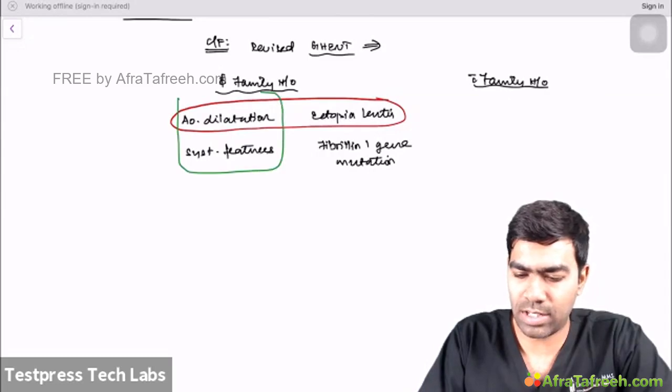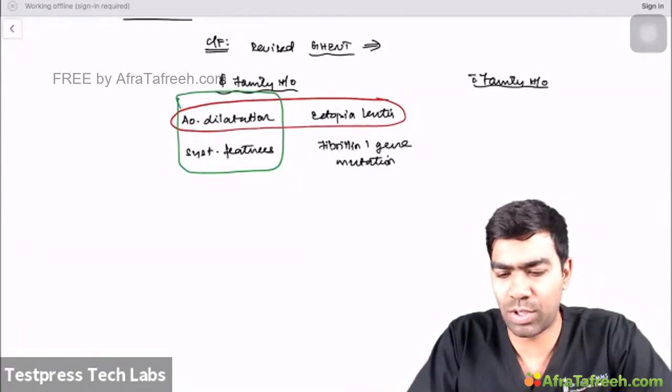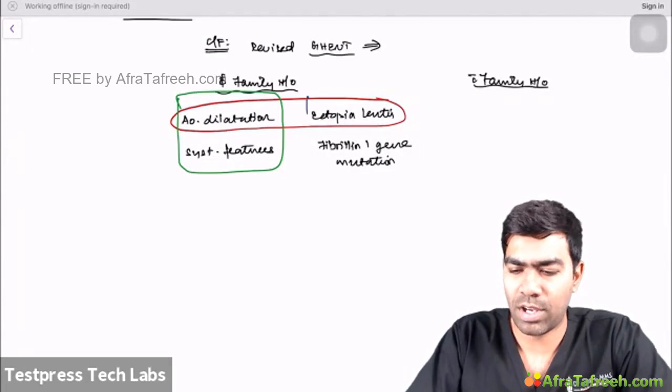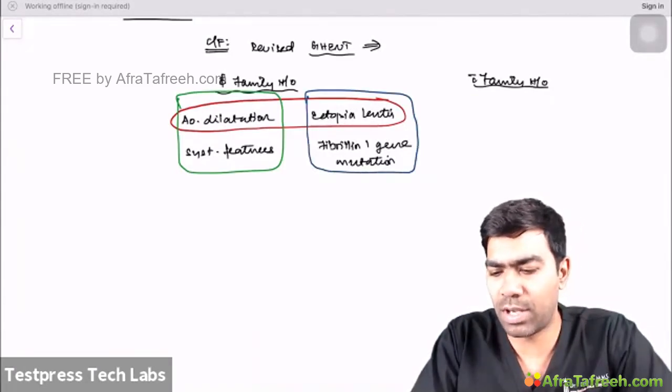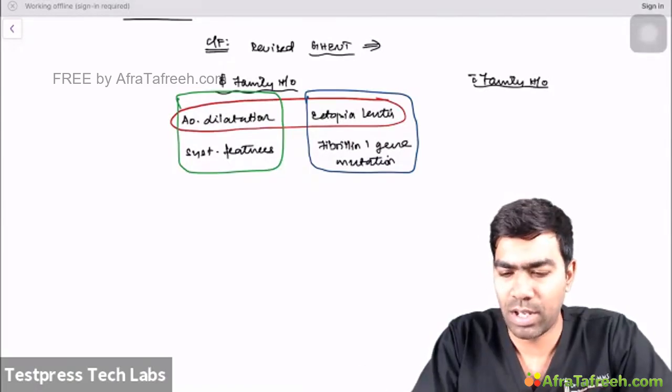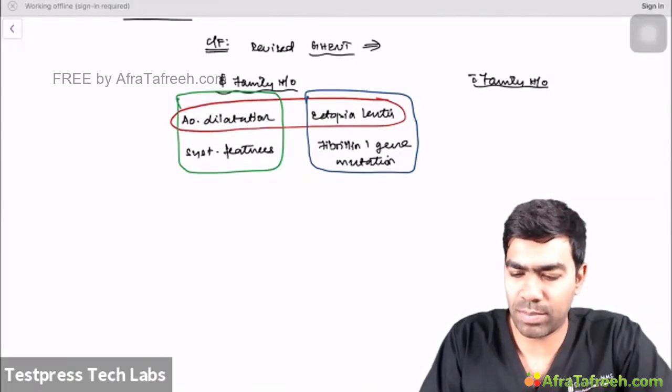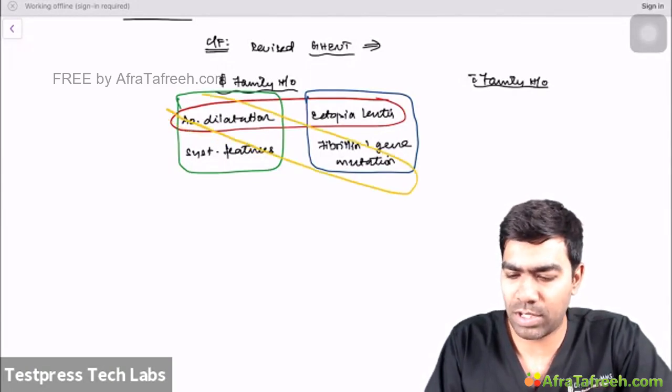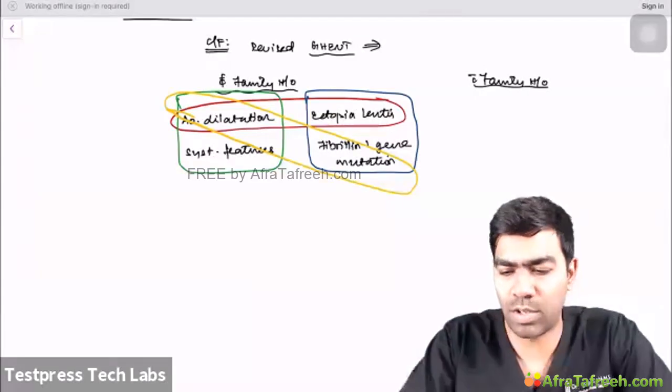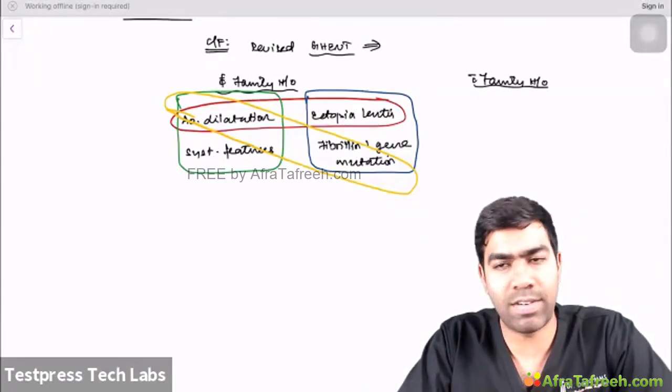Aortic root dilatation and systemic features may be useful to diagnose Marfan syndrome. Or the third possibility is I can use ectopia lentis, and along with that, if there is a fibrillin 1 gene mutation, I can diagnose. And the fourth way I can diagnose is by this: if I have aortic root dilatation and fibrillin 1 gene mutation, I can diagnose Marfan syndrome as well. So this is what the revised Ghent criteria is.